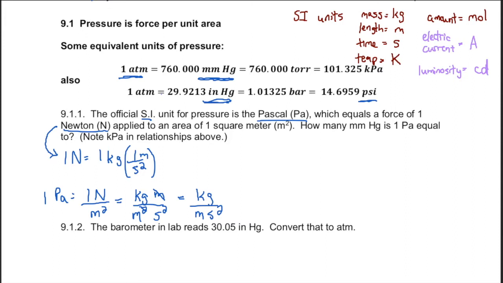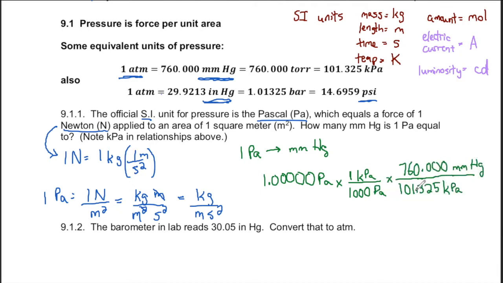So let's make sure that we know how to convert units. We're going to try to figure out how many millimeters of mercury this is. So let's do it with a few digits, because our relationships up here have at least 6 digits. Let's try taking 6 digits here. We don't have pascals in any of these relationships up here, but we do have kilopascals, and kilo is 1,000, 10 to the third. So 1 kilopascal is 1,000 pascals. And 101.325 kilopascals is 760 millimeters of mercury.